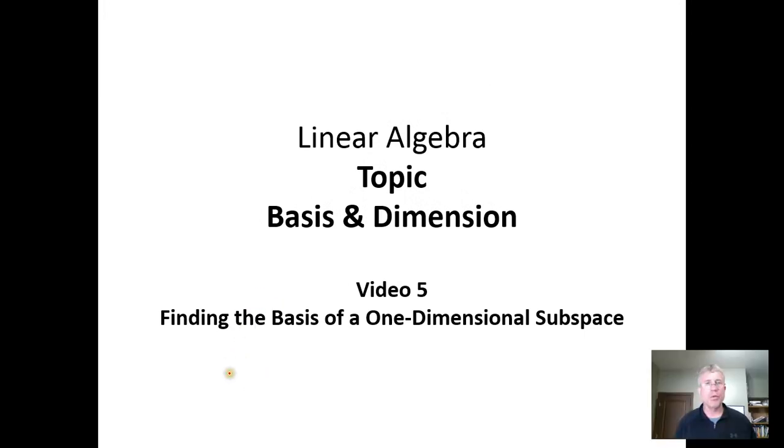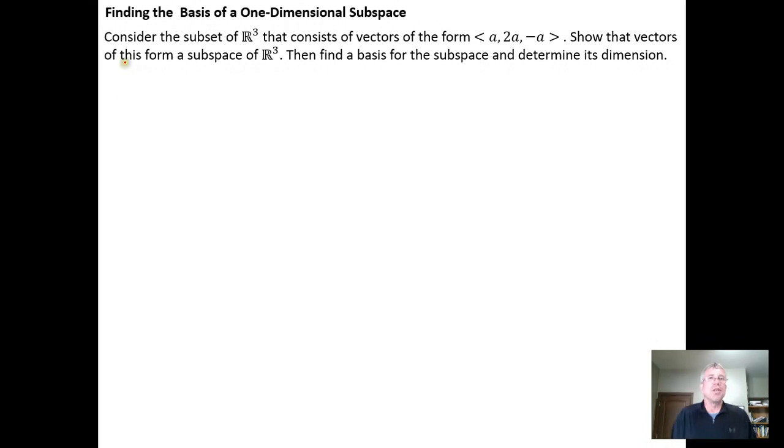So in this video we're going to find and interpret the basis of a one-dimensional subspace. In this example we want to consider a subset of the vector space R3, and this is the vector that we want to consider: a, 2a, negative a. Clearly it's a member of R3 because it's a three-component vector.